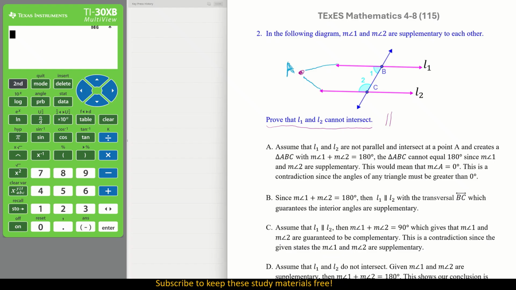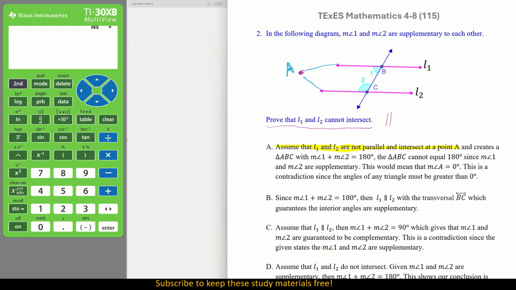Okay. So what we're going to do is look for anything that begins with the indirect. Start with the false. So we're saying that they are not parallel, and then it does intersect. That would be our assumption. And I'm looking at A, and that is exactly what it says. Assume that L1 and L2 are not parallel and intersect at point A. Okay. So that's where we need to begin.